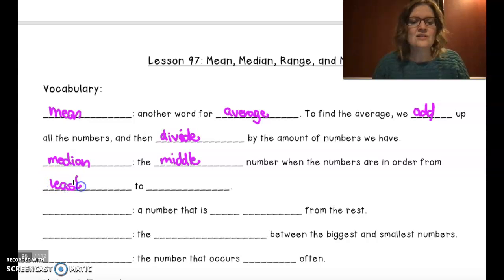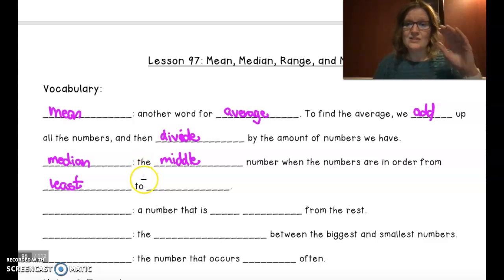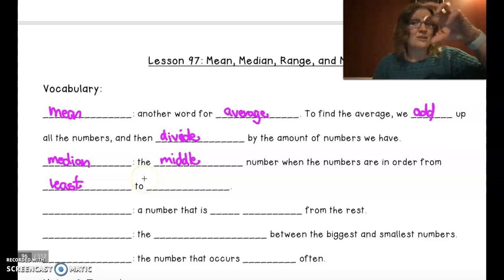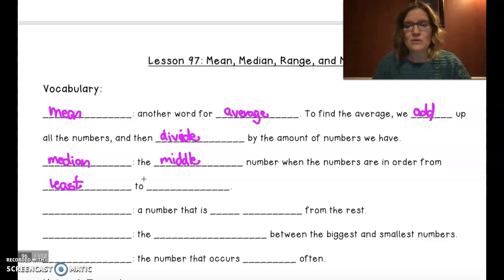You will see this sometimes when they're talking about the median income in this town is this, and it means the middle of what people are making. There'll be some that'll make lots more, and there'll be some that make a lot less, but this is the middle number. So it's the median, the middle number when the numbers are in order from least to greatest.